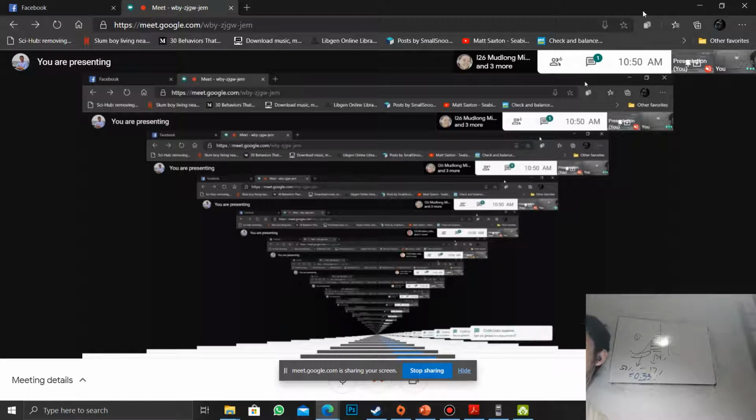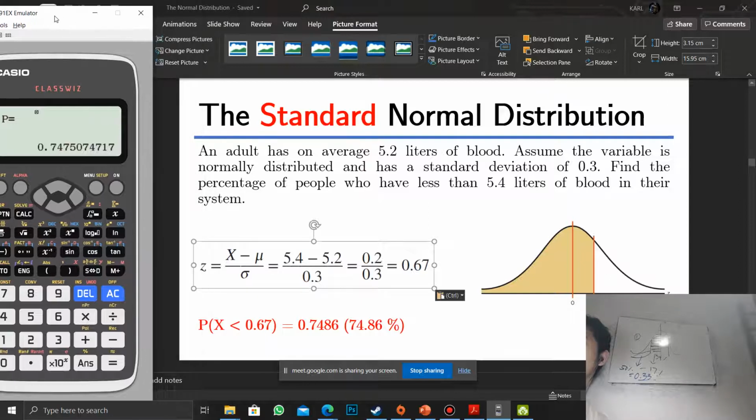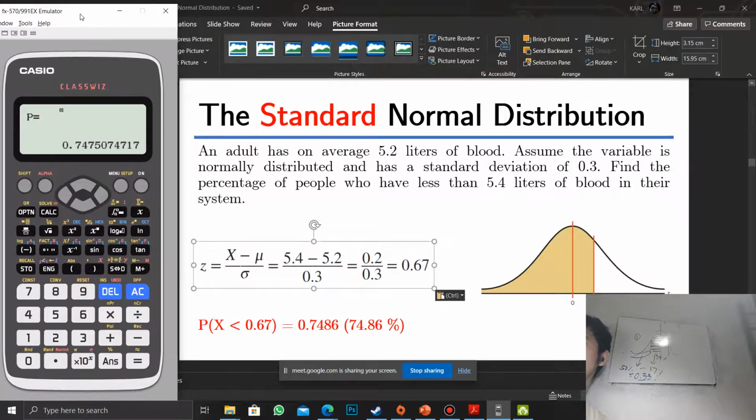Binigyan ko na kayo ng shortcut na. Hindi na kailangan yung z-score, okay? Just use your calcu. Tingnan nyo ulit. Normal CD, negative 9, lower, upper limit 5.4, standard deviation 0.3, mean is 5.2. Yun na, diretso na. Hindi na natin ginamit yung z-score. Actually, hindi nyo na kailangan yung formula na to. Basta, pasok nyo sa calcu nyo whenever it's appropriate. Okay? Nakuha ba?